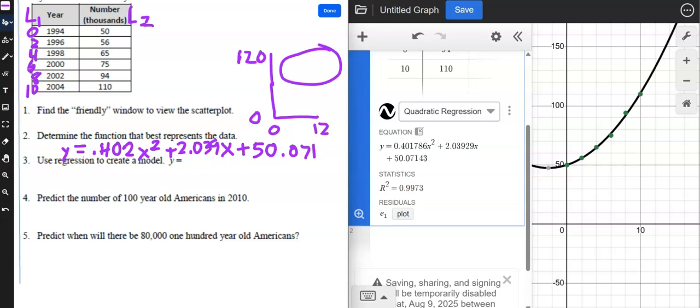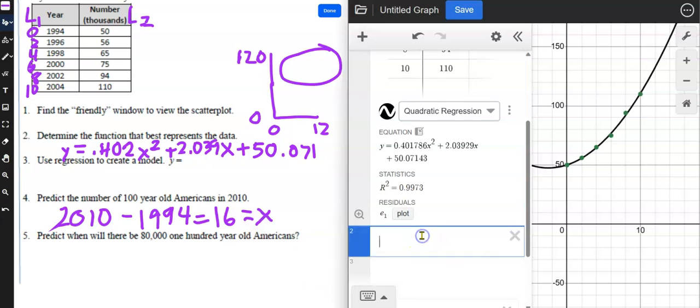Predict the number of 100-year-old Americans in 2010. Now, if I take 2010 and I subtract 1994, what do we got there? Is that 16? I think that's 16. Double check with my handy dandy machine, but I'm pretty sure I'm right on that. We got 16, right? And so that is, in this case, the new x value.